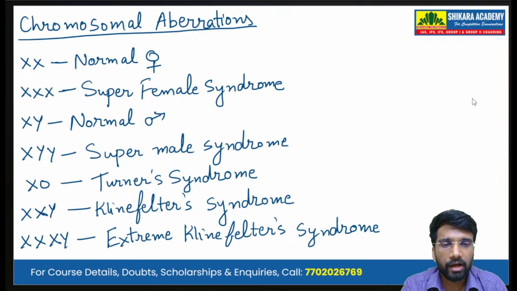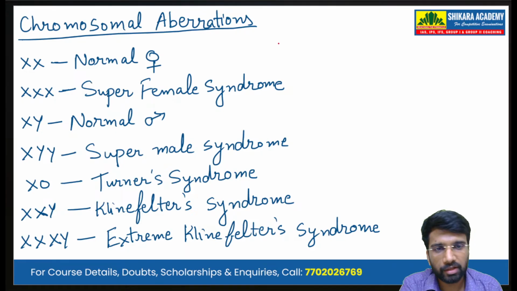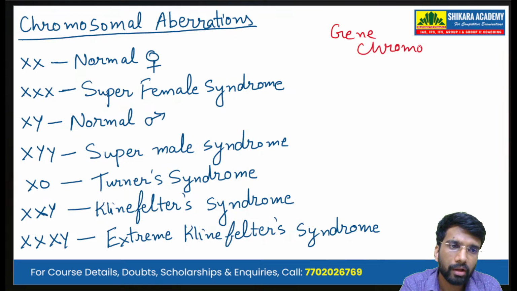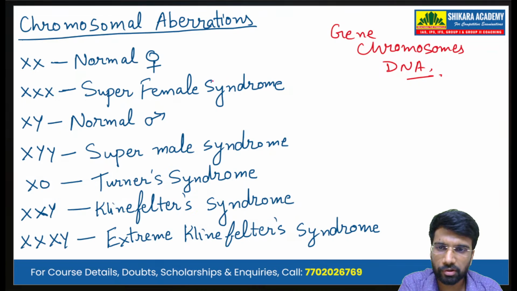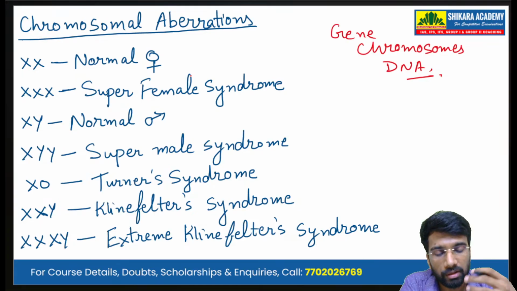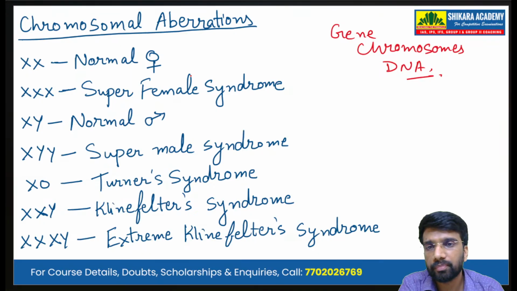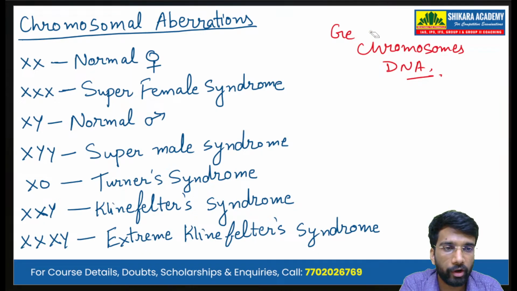So, till now we have discussed the basic concepts of biotechnology. We have learned about genes, chromosomes, and DNA. We have also talked about stem cells, fertilization, and the formation of twins. Now we have also learned about ploidy.